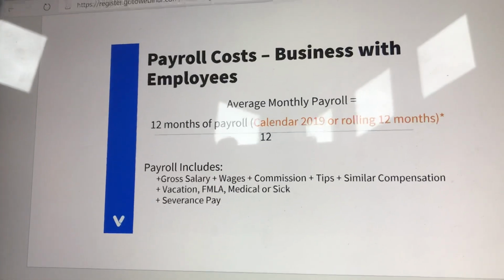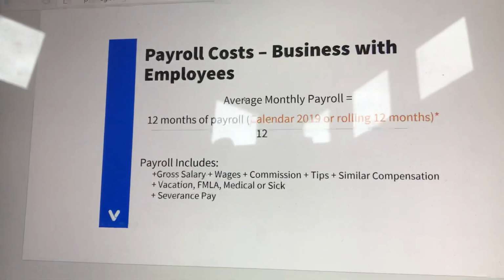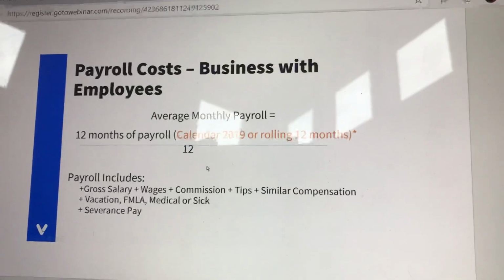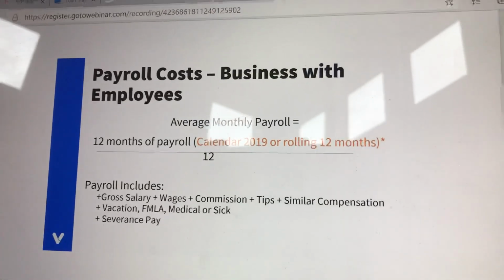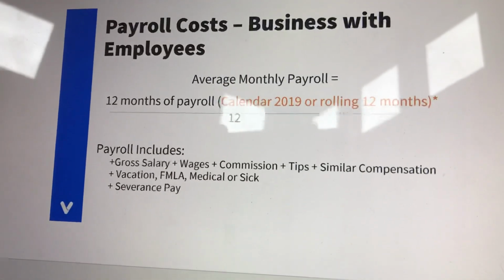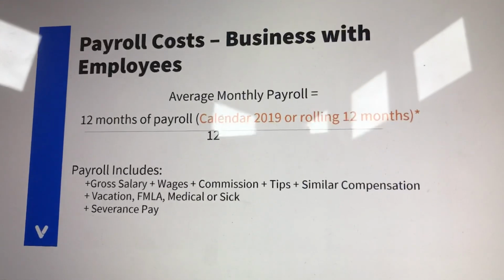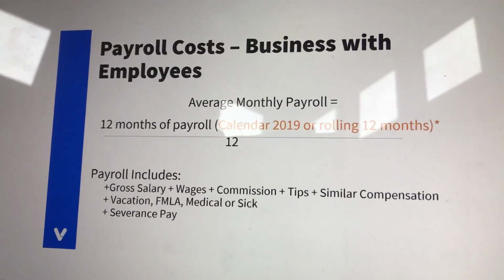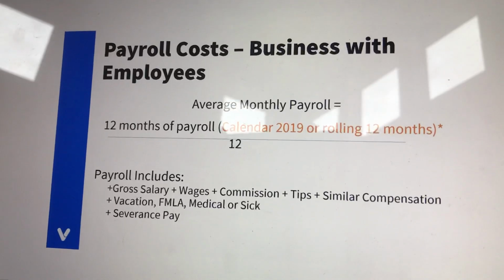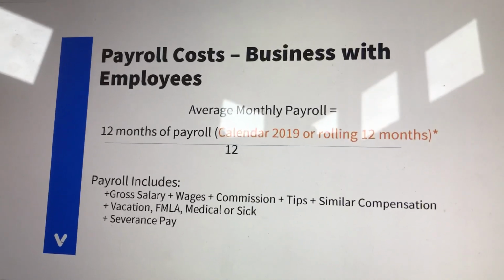Commission plus tips plus similar compensation. Add your vacation pay, your FMLA, unless you have gotten a credit against that. So that's family medical leave, medical or sick, and then add in any severance pay. So remember, bonuses and commissions, all of that stuff is included for those periods.